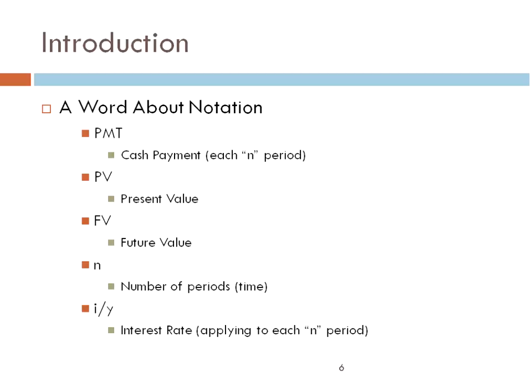N represents number of periods. So this can be number of years, number of weeks, number of months. It's a number of periods, regardless of what it's called. It's how many times something is repeating. That's what N is. I/Y is the interest rate applying to each N period. In other words, if N is 1 year, then interest rate is the interest rate for that year. If N is 12 months, then interest rate is for each month.